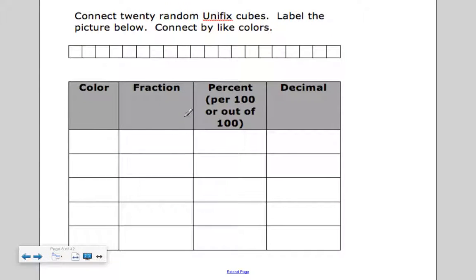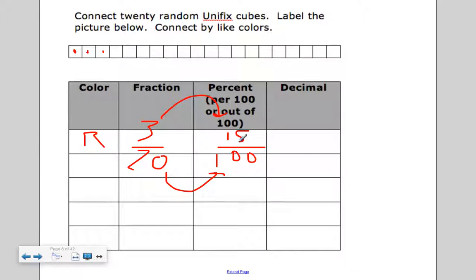Let's do another example. There are 20 random Unifix cubes. Let's use red again. What fraction is red? 3 out of 20. How can I build this to a percent and a decimal? Again, what is a percent? Anything per 100. So how do I build 20 to 100? Times 5. So that's 15 hundredths. How would I write that as a decimal? 0.15. And what percent would that be? A percent is anything per 100, so the percent will be 15%.